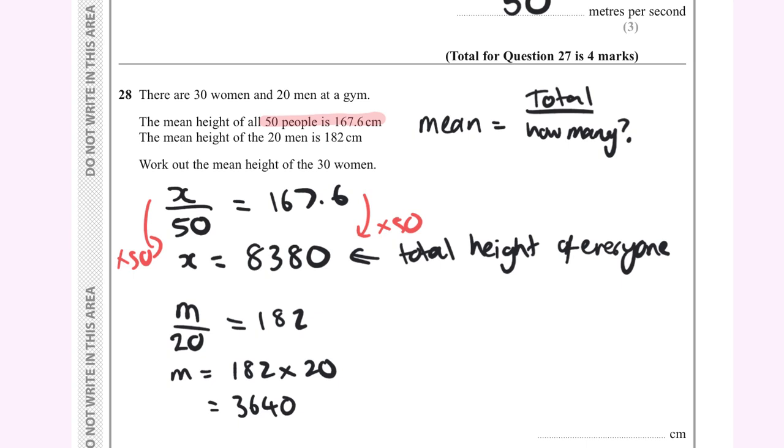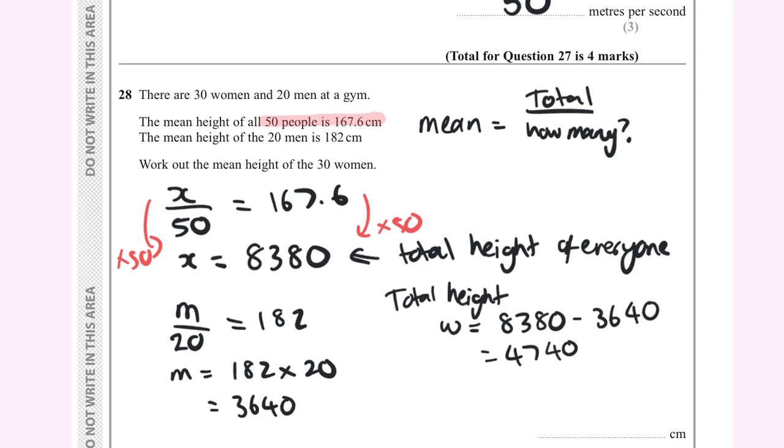Okay, so we can work out the total height for the women as well now. The total height for W has got to be the total height of everyone, take away the men. Now, I would expect this to be a larger number because there's more women than men in this question. So we've got 4740.